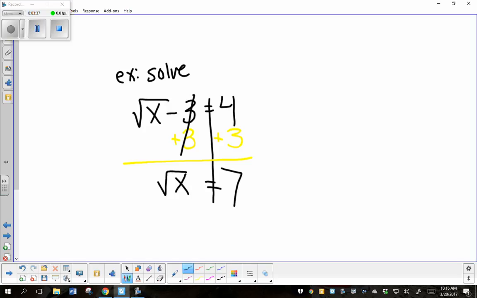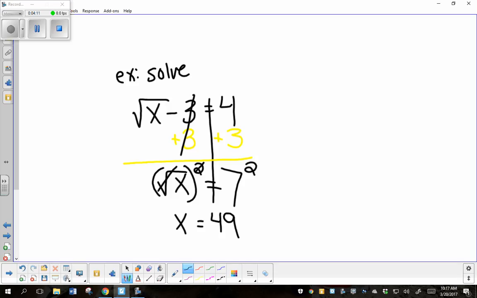Now you might be able to think of the answer in your head. You're like, oh, the square root of what number is 7? Maybe you already know what's in there, but let's say you didn't know it. Since this is a square root, what power should we raise it to, to get rid of a square root? 2. So we can raise that to a 2 as long as you raise the other side to a 2. That's what that first rule said. A square root and a square cancel out. We're left with x equals 49.